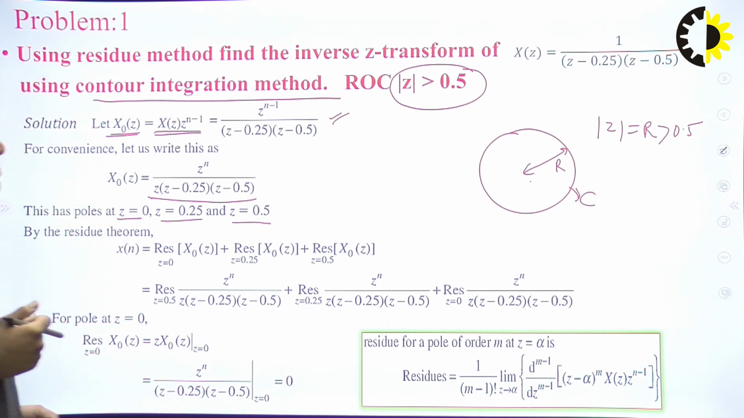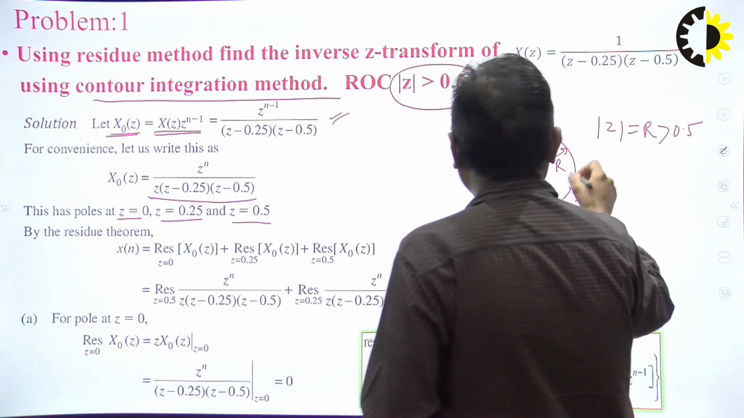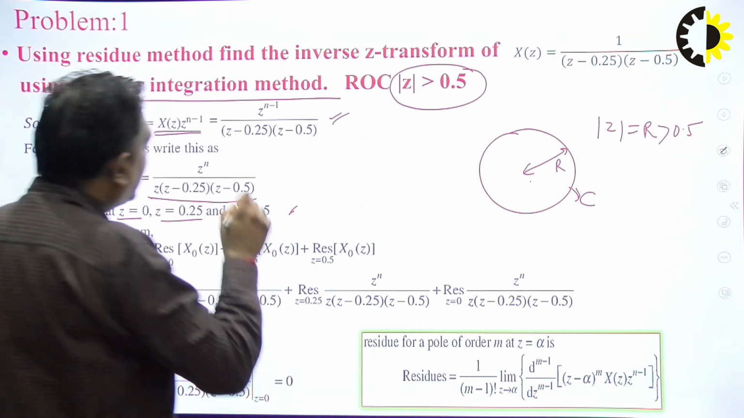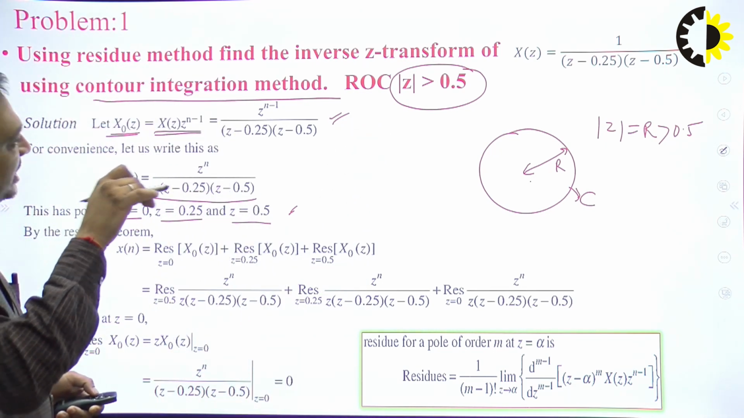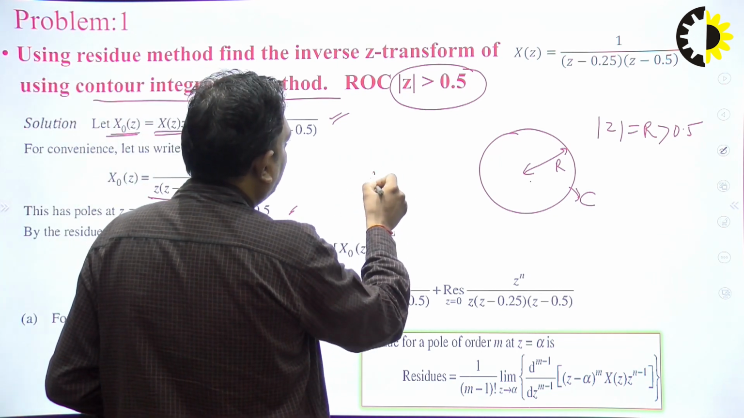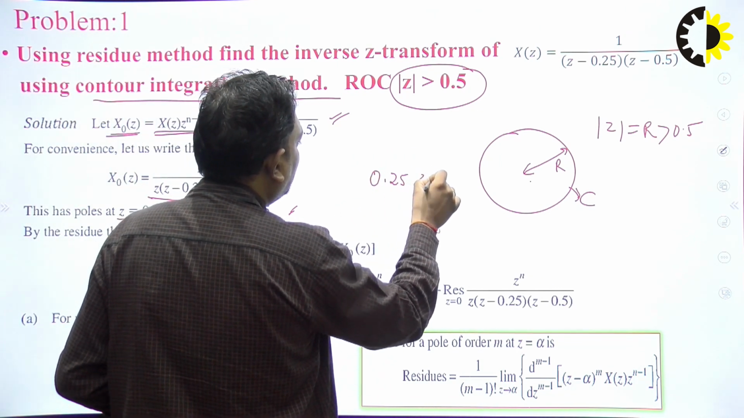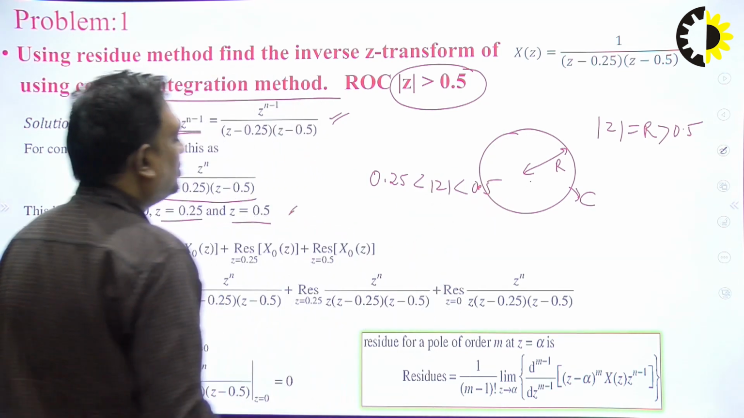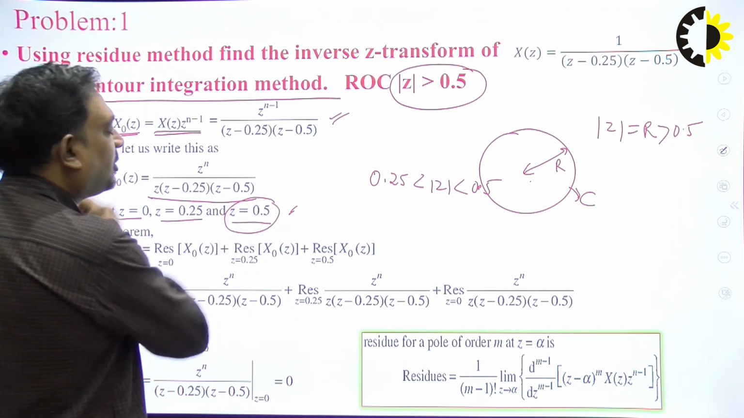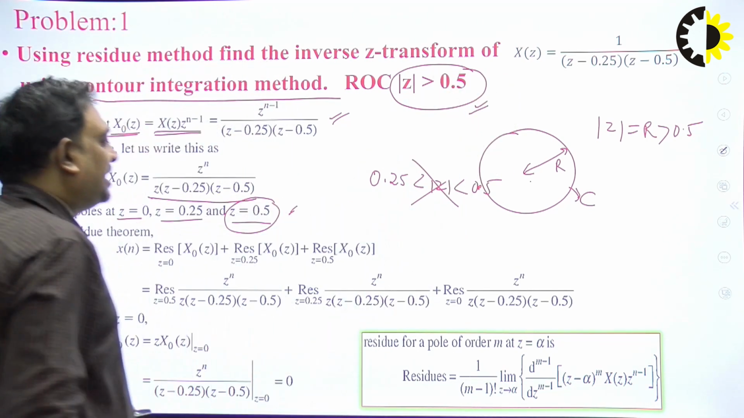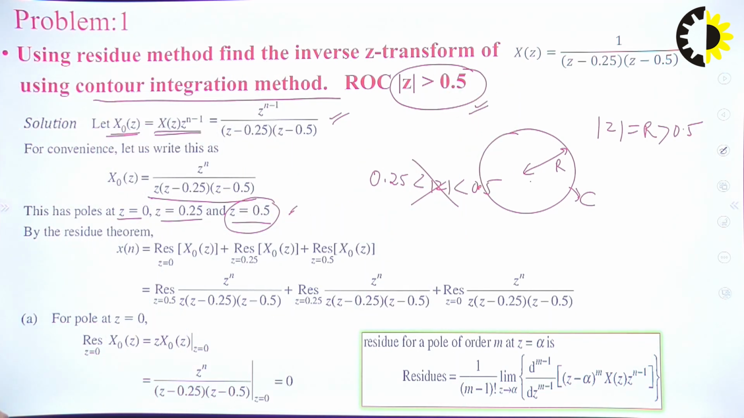For all these three poles, because the ROC, this circle, consists of all of these three poles. If, let us suppose, the ROC is mod z less than 0.5, then in that case you will not include this pole for calculating the residue. But if the ROC is given like this, then you have to find the residue corresponding to each and every pole.